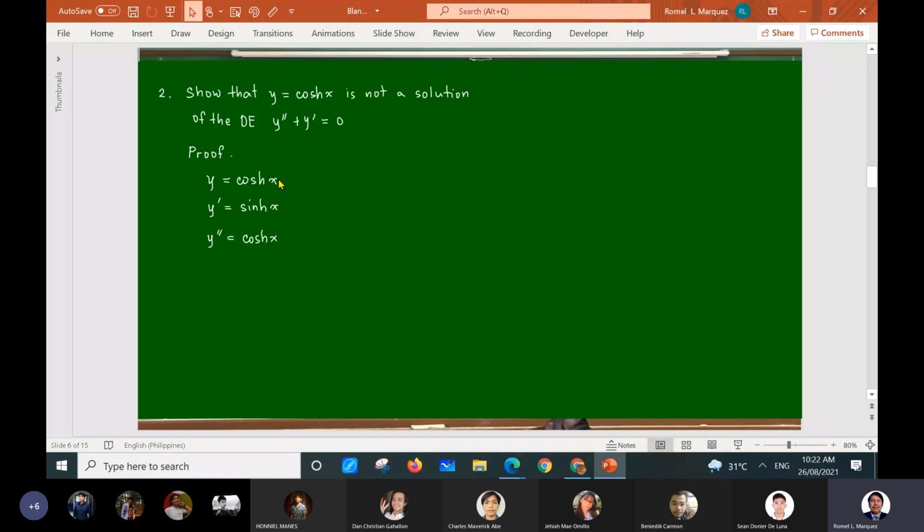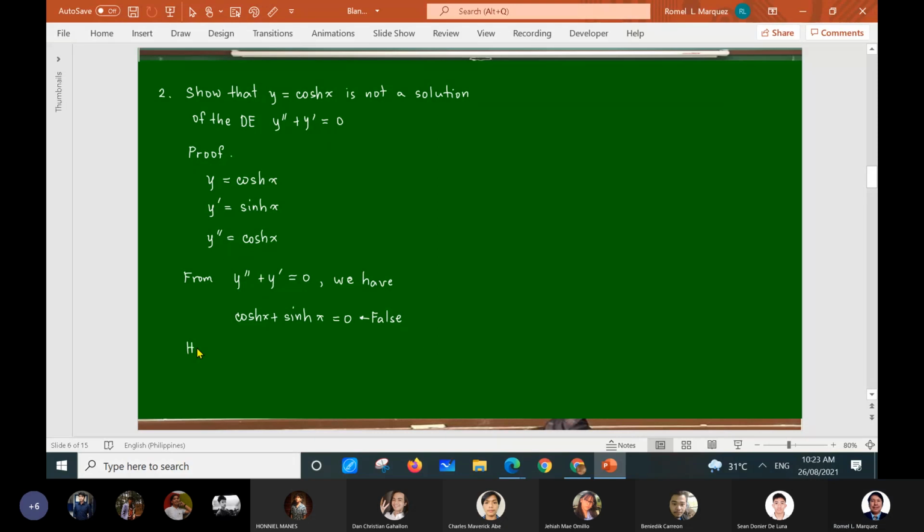Now, let's substitute this to the given DE. So, from the given DE, y double prime plus y prime equal to 0, we have, okay? So what is y double prime, guys? Hyperbolic cosine. Last, what is y prime? Hyperbolic sine. Okay? It is equal to 0. Is hyperbolic cosine x plus hyperbolic sine x equal to 0 generally, guys? Is it equal to 0? False, no? So this is false. Therefore, it means this function does not satisfy the given equation. It does not make the equation a true statement.